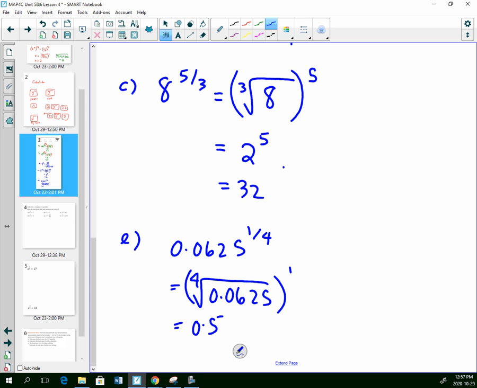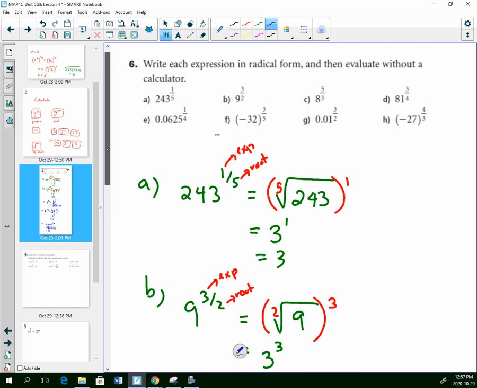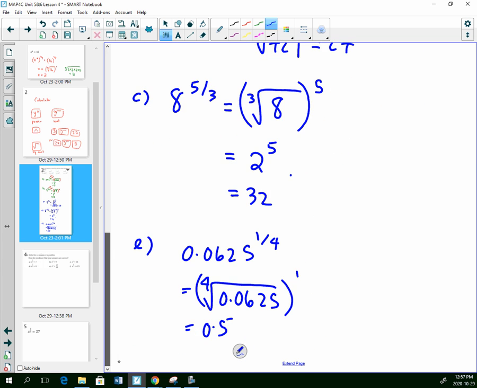Okay. You will notice that the instructions say write each expression in radical form and then evaluate without a calculator. So if I was evaluating this without a calculator, I would need to turn that decimal into a fraction, so that I have some whole numbers. Because it's very hard to take the fourth root of the decimal 0.0625 if you didn't have a calculator.